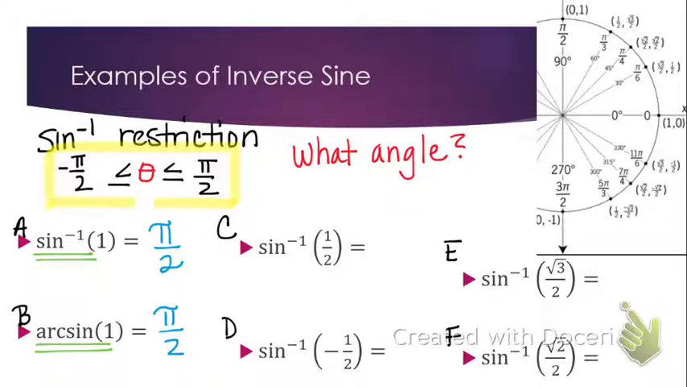Now let's look at question C. Look at your unit circle and find the angle that has a sine value. Remember, sine is y. Where is sine positive 1/2? So I know I'm in quadrant 1. So which angle has a sine value of positive 1/2? Pi over 6. That is your answer to question C.